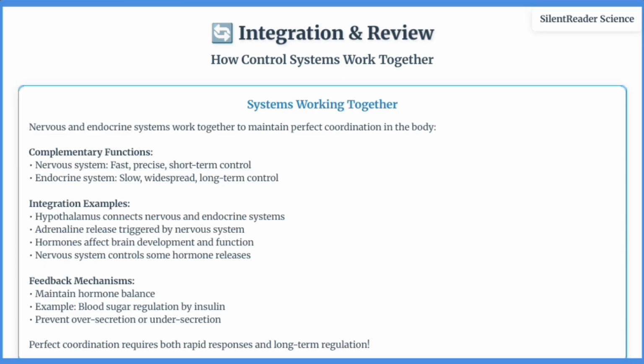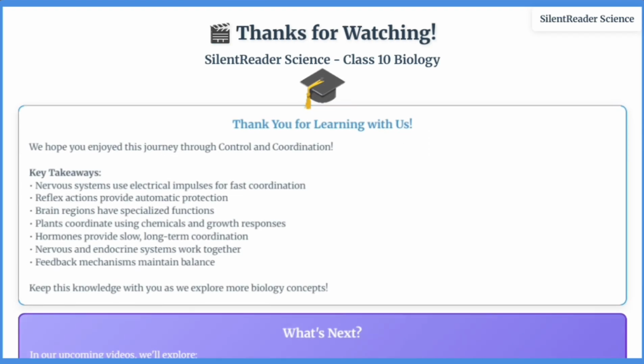From the simplest reflex to the most complex thought, from immediate leaf folding to slow directional growth, coordination systems ensure organisms respond appropriately to their environment for survival and success. Understanding these systems helps us appreciate the incredible complexity and efficiency of living organisms.